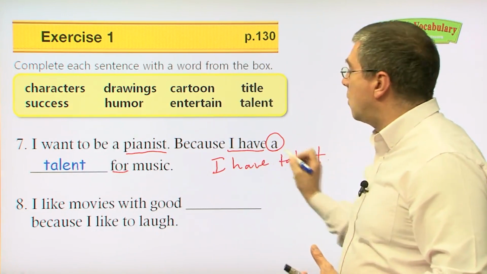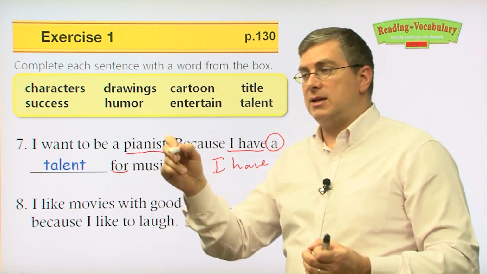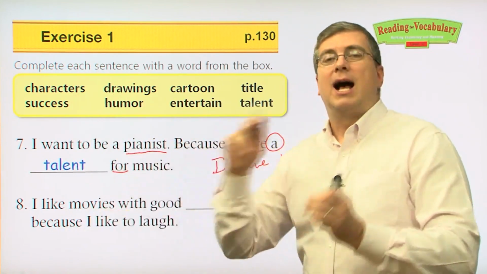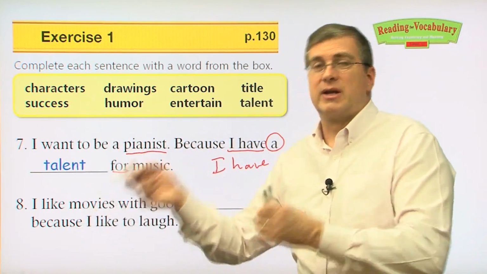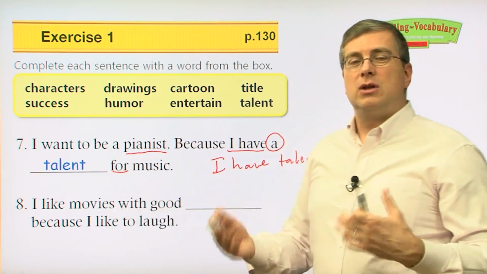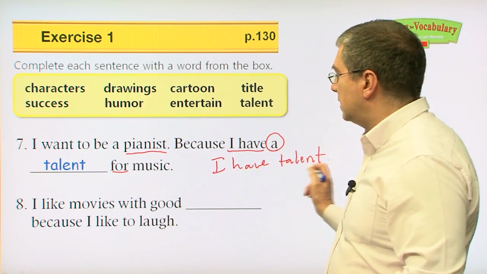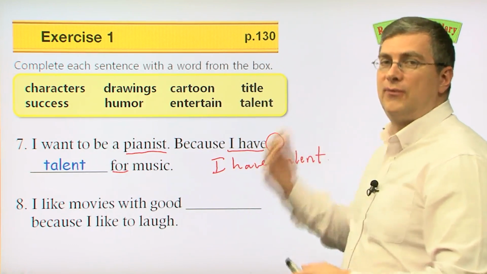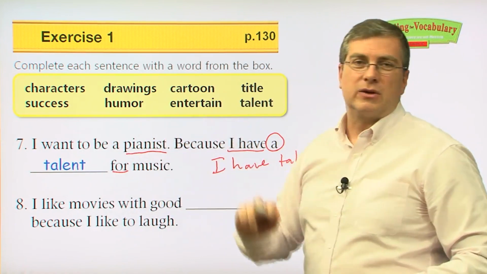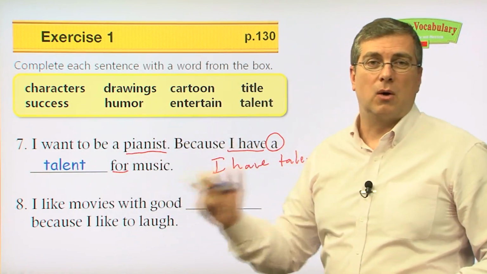I have talent, or I have a talent for something. I have a talent for music. I have a talent for sports. I have a talent for entertaining. Okay? So you could use it both ways. I have talent, or I have a talent for something. In this case, we see that I have a talent for music, so I want to be a pianist when I grow up.